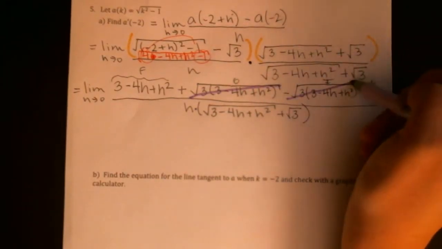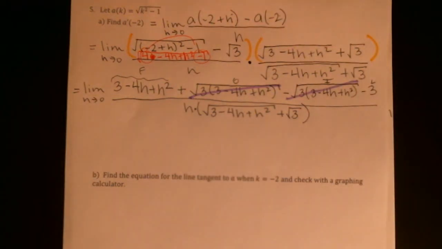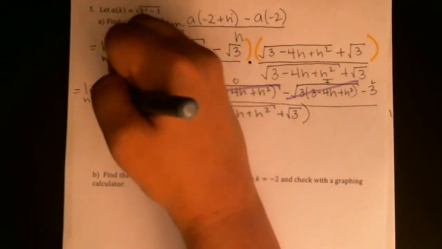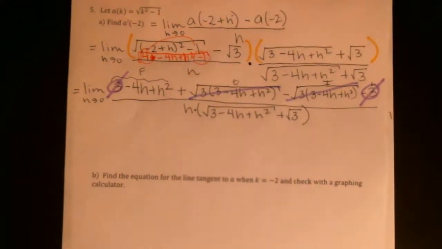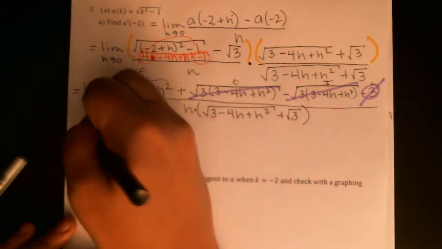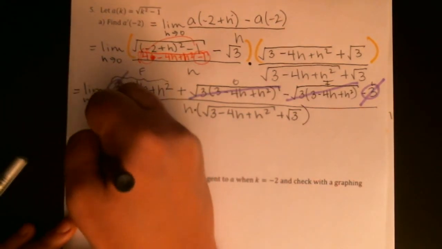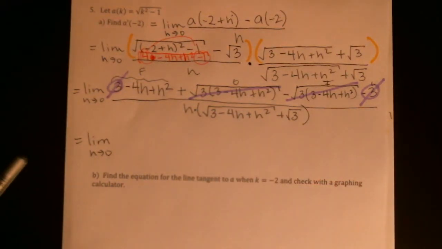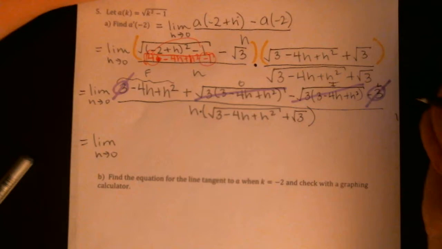The middle two radicals actually wipe each other out. We have positive square root minus the exact same square root, so that's going to be 0. And the 3's drop out as well. I have a 3 minus a 3. So all I'm left with is that negative 4h plus h squared. And I'm going to go ahead and factor out an h since I'm looking right at that. I know that's my next step.